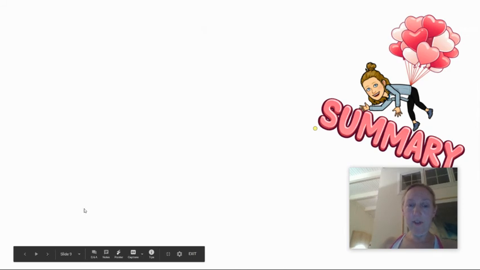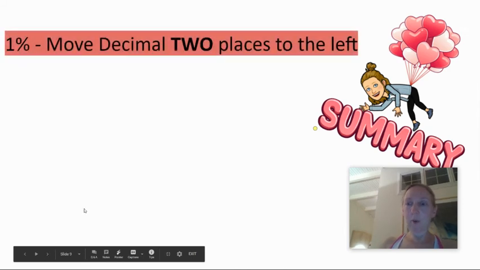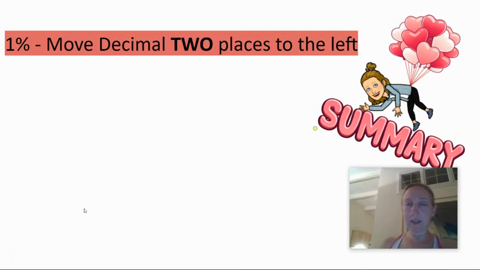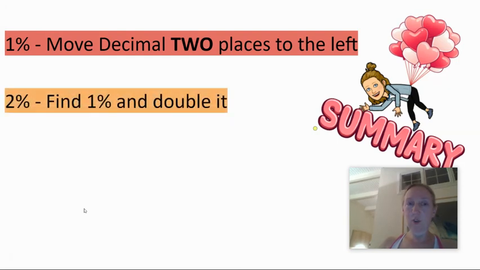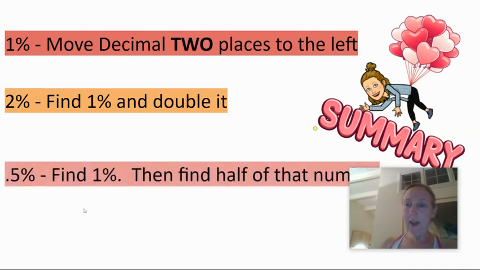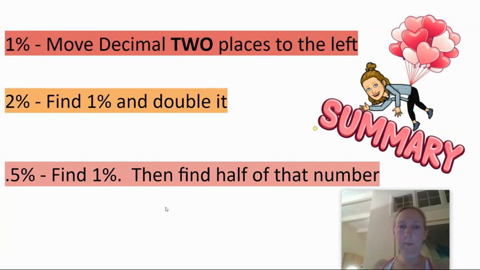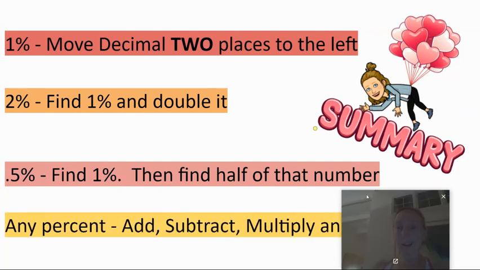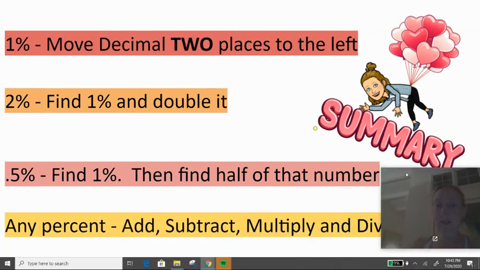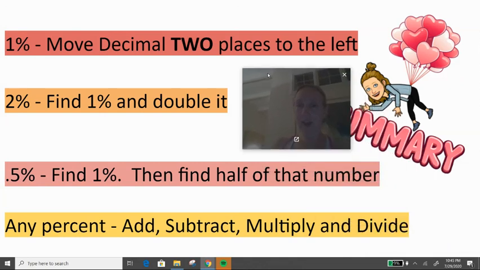So the summary for today, 1%, we moved the decimal two places to the left. 2%, we found 1% and doubled it. Half of a percent, which sometimes we write as the fraction half, and sometimes we write as the decimal. So you find your 1% and then find half of that number. And then any percent, you can just add, subtract, multiply, divide to manipulate.